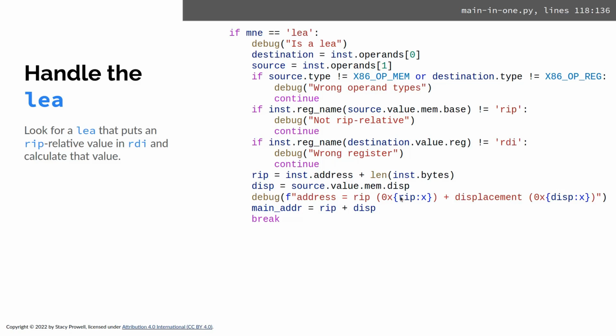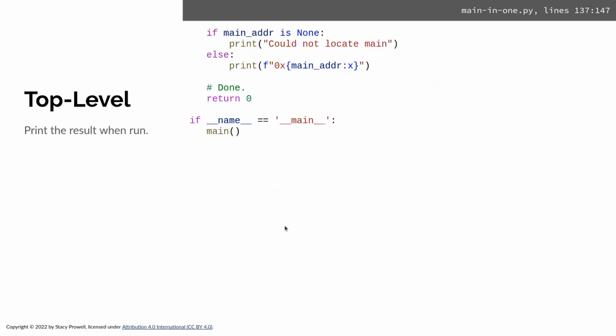I have a little debug statement to tell me what all that stuff is. Main is the sum of those 2. And notice if this is negative, this will return a negative value to me. So I get a negative displacement, which is exactly what I want here. And that works out just like I want it to. And then since I found main, I break. Whew. And now we're done.